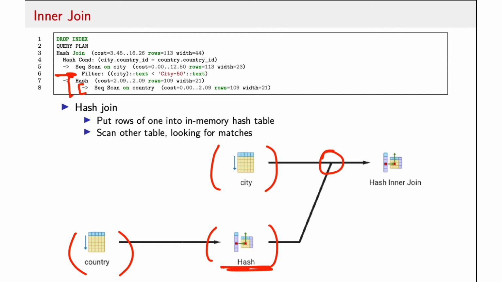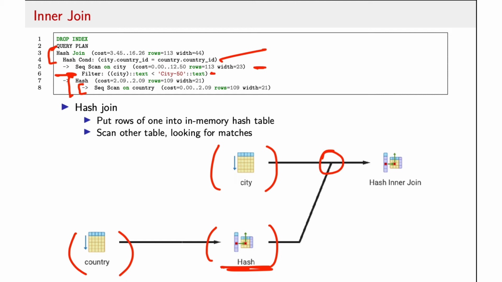Okay, so now we've got all the cities in that correspond to those whose name is alphabetically less than city 50. We've got all the countries in, and they're stored in a hash table that makes it quick and easy to look stuff up. That's going to then feed into this top level node. So for each of these rows that are coming in from the sequential scan of the city table that survive the filter criterion, the top level node is going to look up to see if that particular city satisfies the hash condition, to see if there is a country that matches that city.